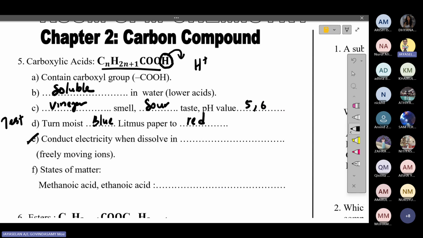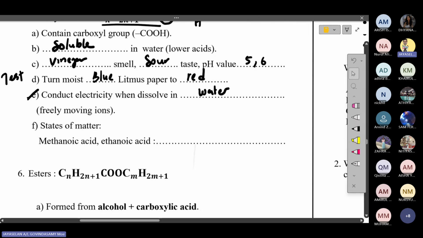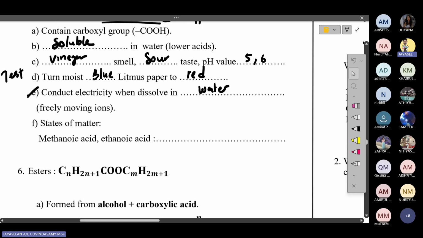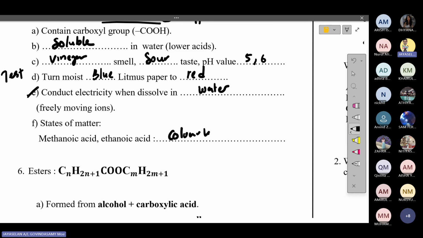Okay. Conduct electricity when dissolved in water. Acid shows its acidic properties in the presence of water. Methanoic acid and ethanoic acid, please remember their state is what? Colorless. They are known as colorless liquid.